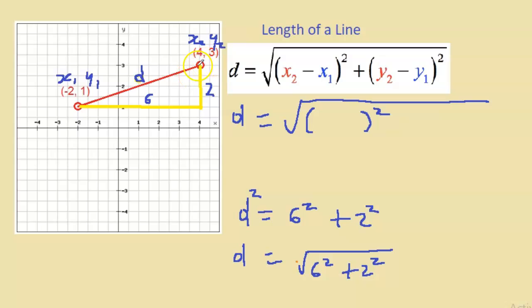Alright, let's deal with x2 minus x1 square. Now x2 is 4. So it's actually 4 minus x1, which is negative 2. x1 is negative 2, right? So it's x2, which is 4, take away x1, and x1 is actually negative 2, plus y2 is 3. Take away y1. What is y1? 1.